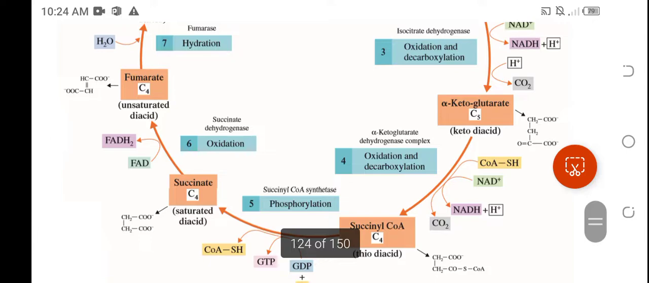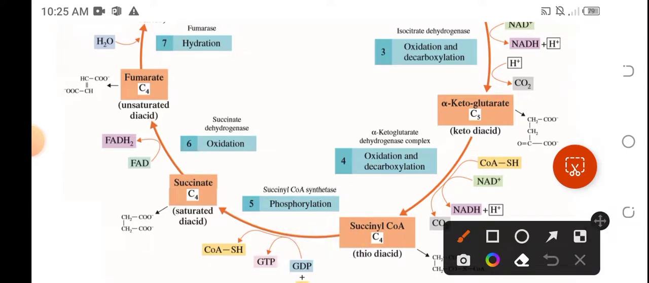The sixth, kasi 8 nga itong reactions, no? So, for the sixth reaction, which is an oxidation, ulitin natin, pag sinabi nating oxidation, meron na naman yung mga redox intermediates. For this time it is the FAD. FAD will be reduced to produce the reduced form FADH2. Okay, so from this reaction, kailangan natin ng enzymes in the form of succinate dehydrogenase.